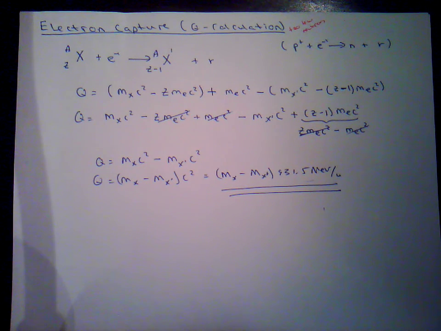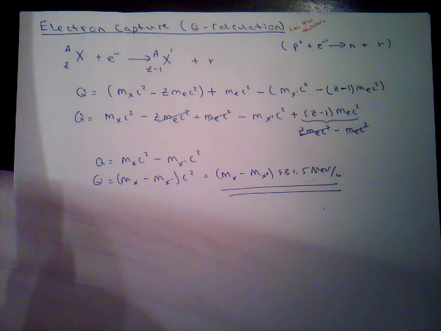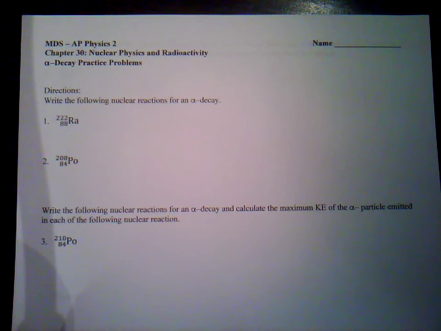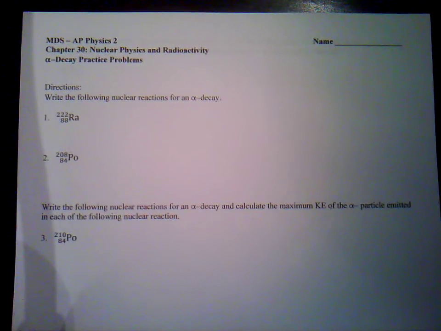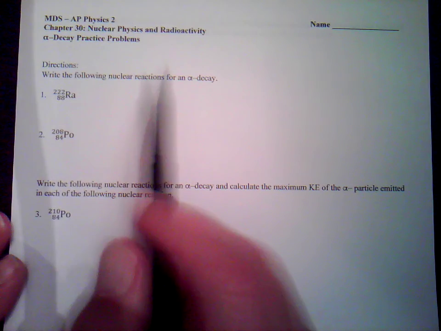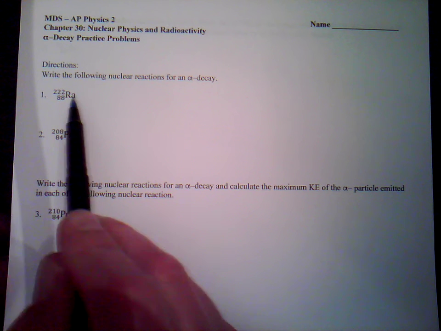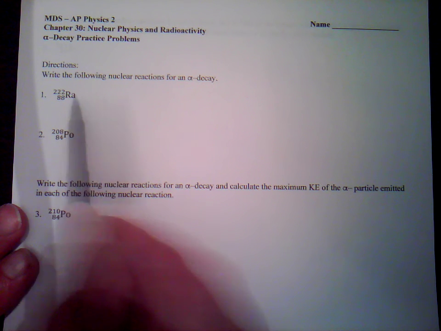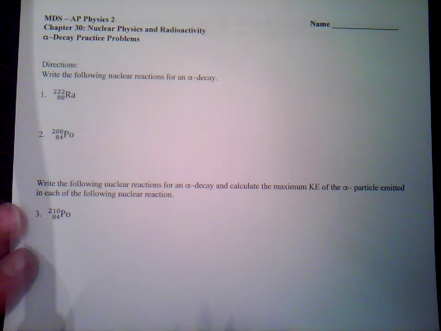Now, let's take a look at an example problem, how we can do this. On PowerSchool, you have 2 documents you need to download to Notability. One of them is alpha decay, and the other one is a beta decay worksheet. We're going to go through one example of an alpha decay problem. At the top here, these are just reactions that you need to write. You should know how to do this. Write the nuclear reaction for an alpha decay for both of those.